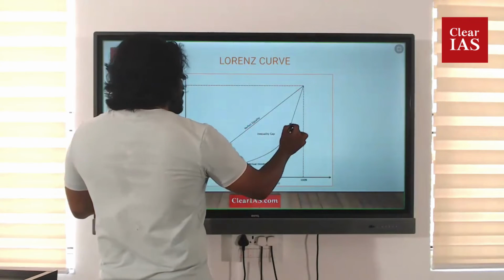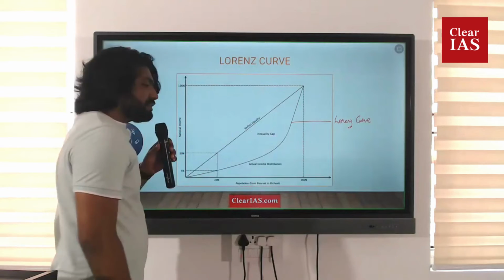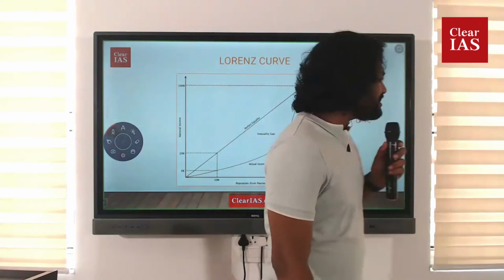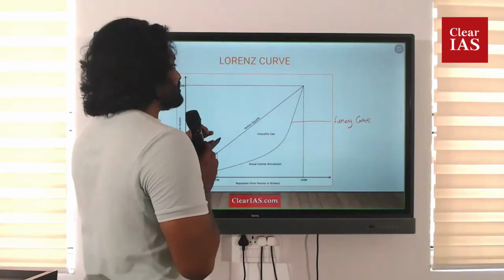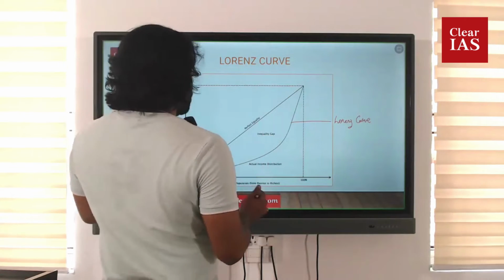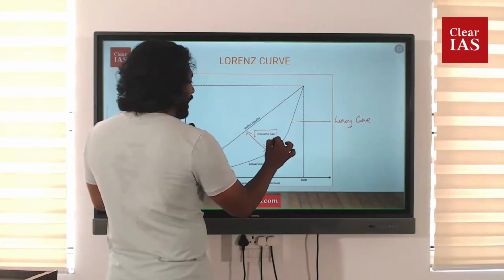And this is the real Lorenz curve. In the hypothetical situation, there is perfect equality and wealth is well distributed. But in the Lorenz curve, it is not well distributed. What is the difference? There is a very great gap. This is called the inequality gap.